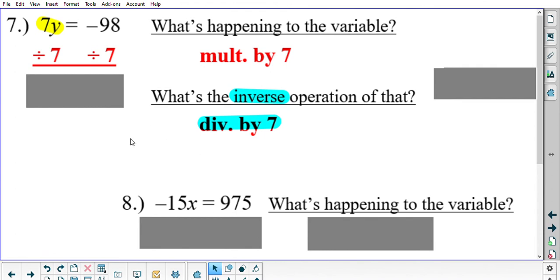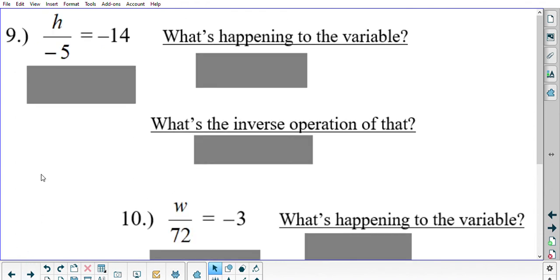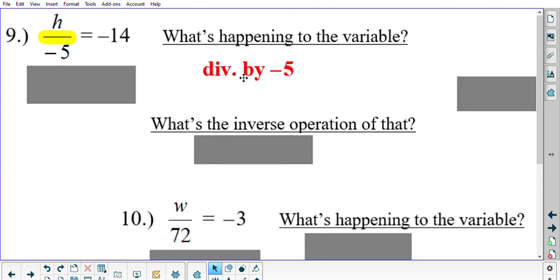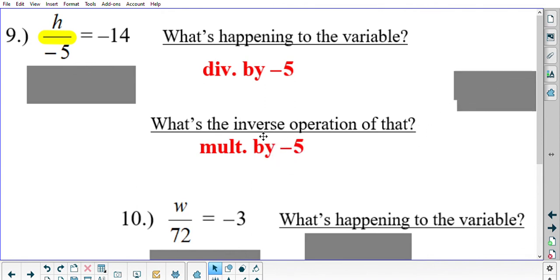And I also want to do number 9 with you before I have you do the rest of the problems on your own, because this one's a little unique looking. You see how the variable is in the numerator of a fraction? That's a fraction bar, and a negative 5 underneath it. So how do I answer what's happening to the variable? Fractions mean division. So the h is being divided by the negative 5. You can abbreviate the word divided if you would like. What's the inverse? It would be multiplying by negative 5, because the inverse of division is multiplication.